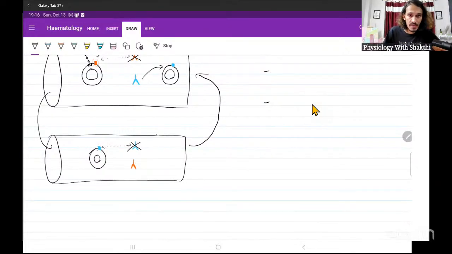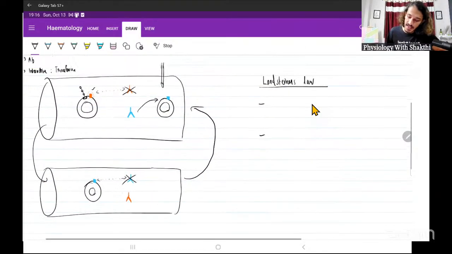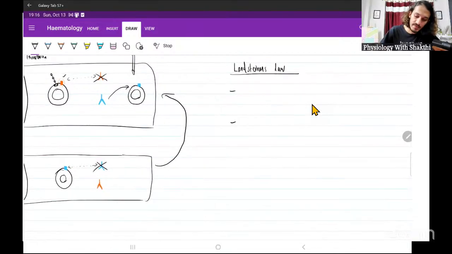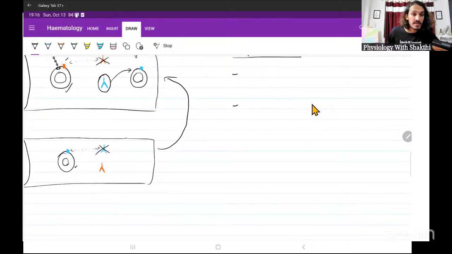Simple as that. The second part of it states that if an antigen is not present, for example, in this person, the blue one is not present here, which means it is not self, and hence the corresponding antibody is present over here. In a similar fashion, in this second person, since he does not have orange, the corresponding antibody is present.